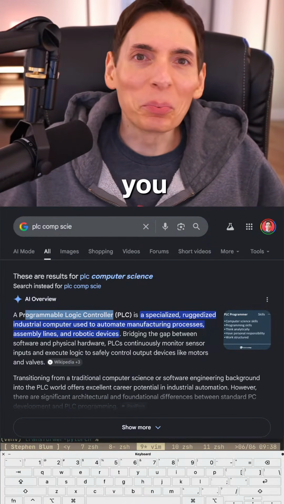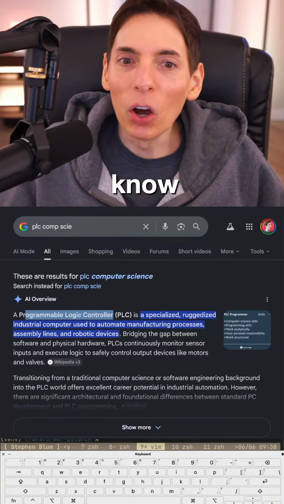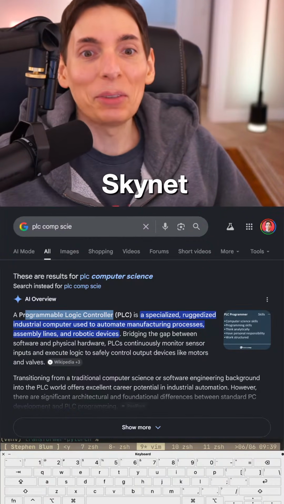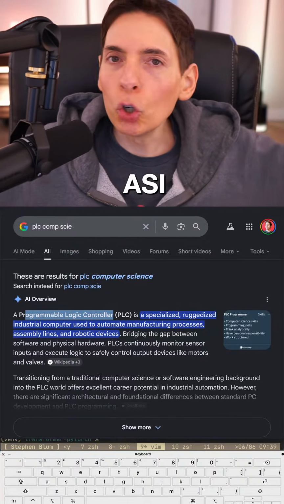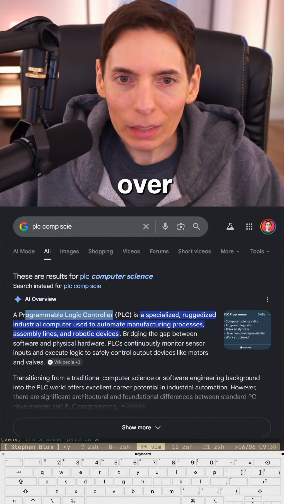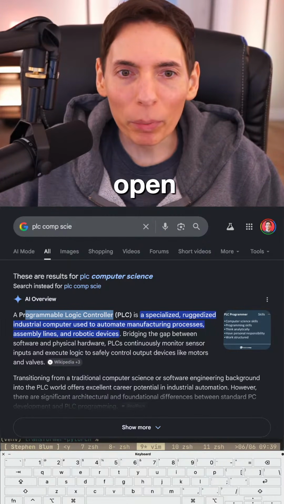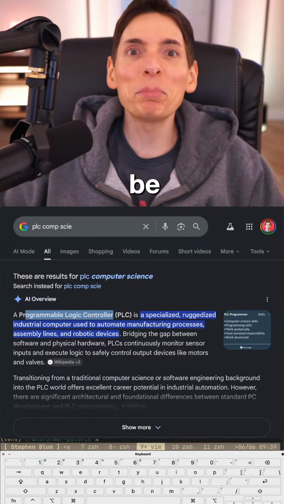Laura Maxwell, I know you brought the right point. AGI, ASI, I know, right? Skynet. Yep, AGI, money. Recycling, ASI, doom. It's over. Loop so fast that you can open up a portal to another world. Yeah, I know, it might be the case.